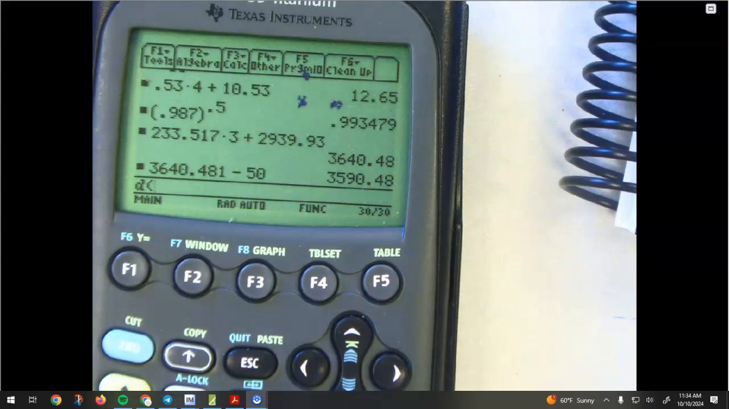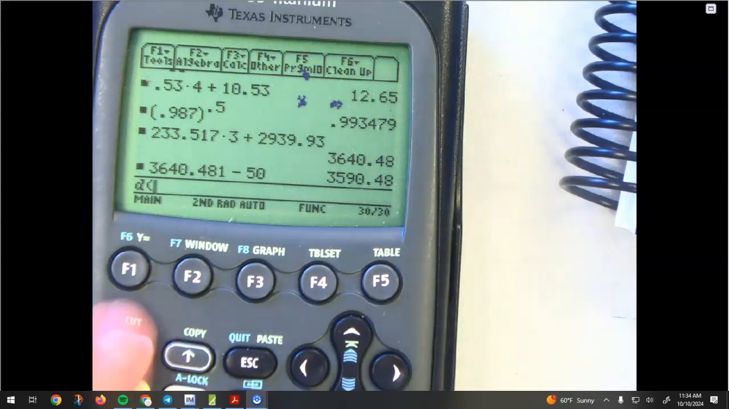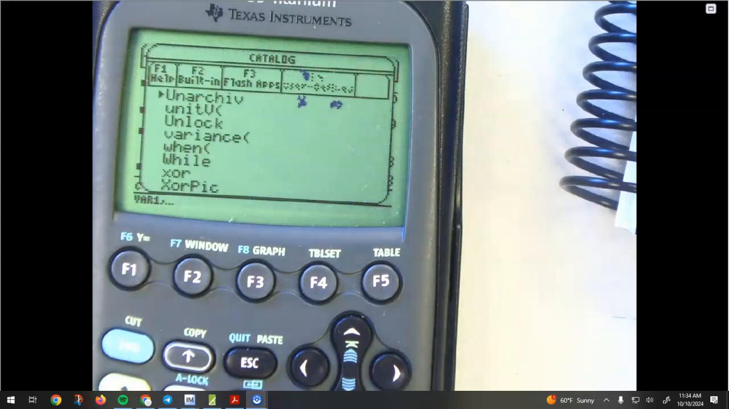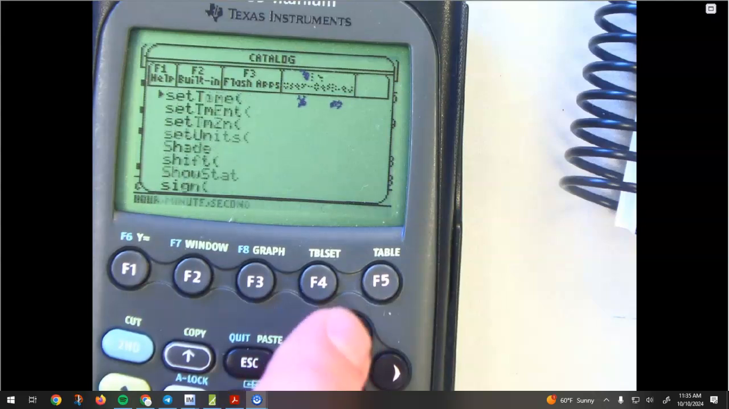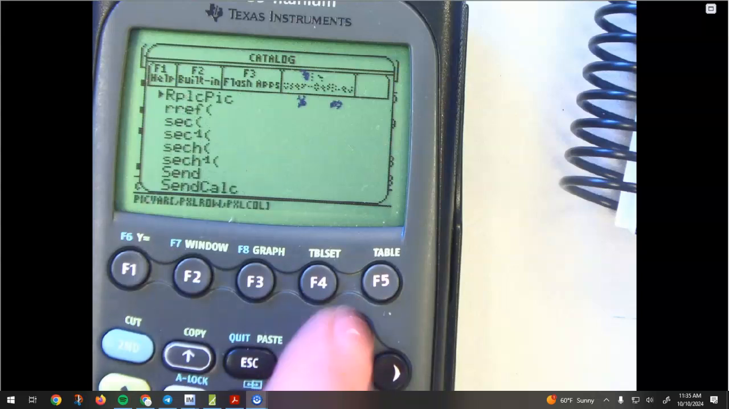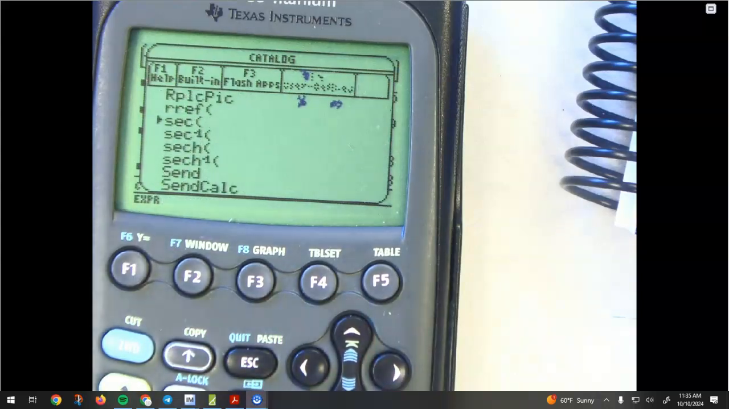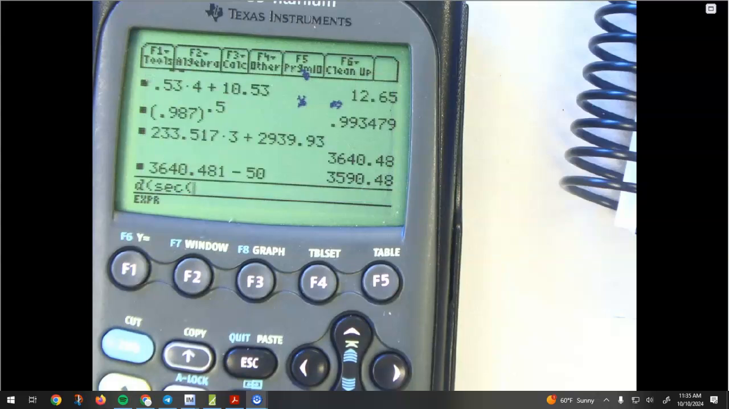I'm saying secant. So if you go second catalog, which is, no, you don't even need second. Catalog just a button. Like 3 buttons above the 8. It says catalog. And then if you scroll through, you can find secant. Or if you hit alpha S, it'll jump to the S's and you can find it a little faster. There's secant. Why am I doing secant? Round number 3. What am I supposed to be looking for? Cosecant.